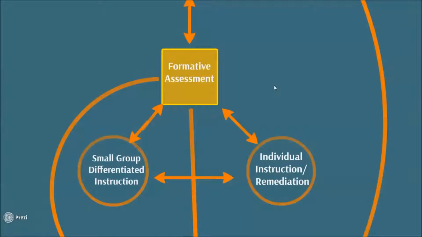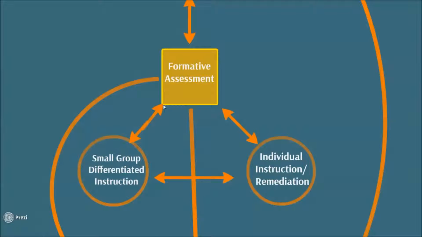they could go in any order, and they would go back and forth too. I might do a formative assessment and decide I need some small group differentiated instruction, and then I could go from there back up to a formative assessment again. And so that's why it's not just one-way arrows.